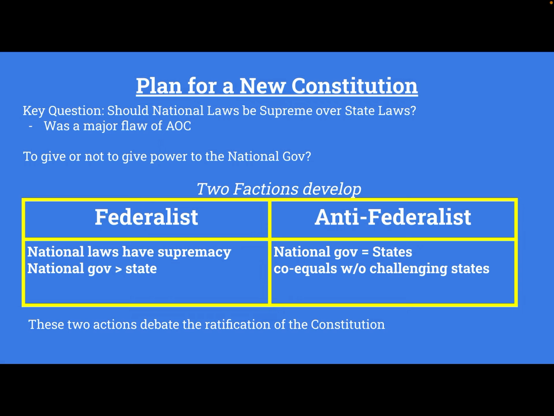Then you have the other side, the Anti-Federalists, that said no, the national government should be equal to states. They should be operating as co-equals without challenging the states. And so we see a little bit of both of these today, but these are really the first two political parties that we see.